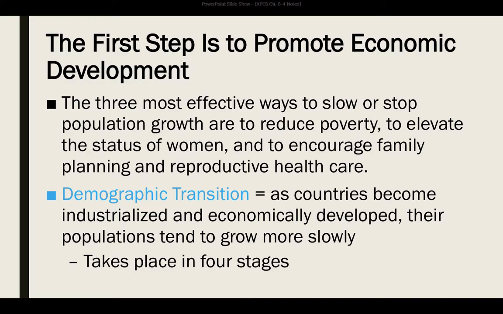Scientific studies and experience have shown that the three most effective ways to slow or stop population growth are to reduce poverty, primarily through economic development and universal primary education, to elevate the status of women, and to encourage family planning and reproductive health care. Let's begin by looking at the role of economic development.